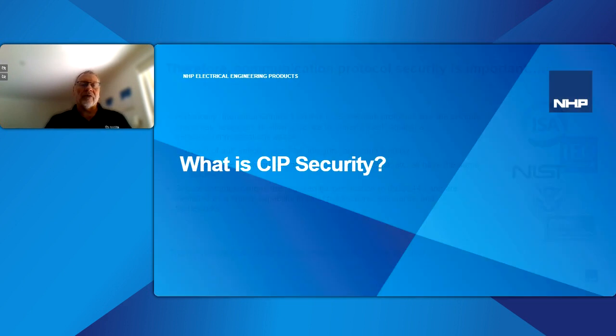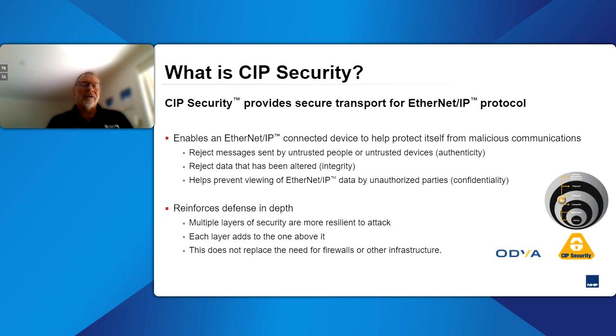Okay, so the next question is, well, what's CIP security? So I guess I answered it. Well, CIP security provides secure services to the EtherNet/IP protocol. EtherNet/IP is obviously the main protocol that Rockwell Automation uses at this point in time. I suppose I should spell out that EtherNet/IP is sort of the brand of the protocol. We use a thing called Common Industrial Protocol, CIP, in that, and there's a whole lot of subcomponents in there.